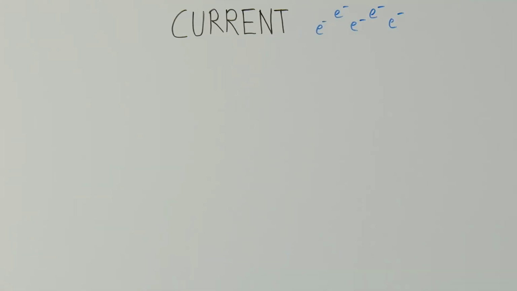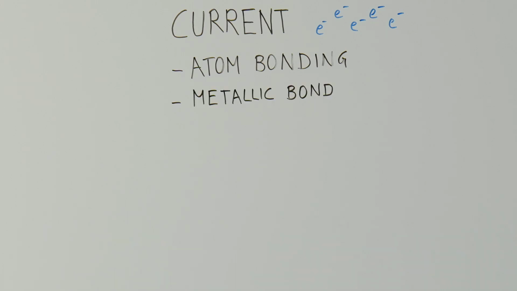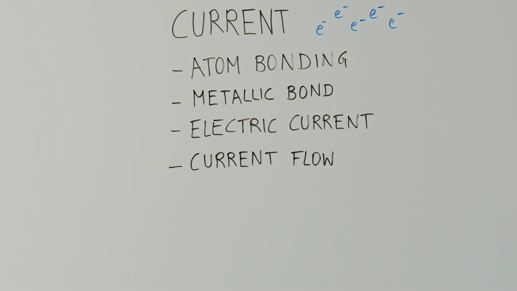In this lecture, we will learn about how atoms bond with each other. Specifically, we will take a look at the bonding mechanisms between metals. After that, we will be able to understand electric current. We will discuss the direction of the current flow, and finally, we will differentiate between direct and alternating current.